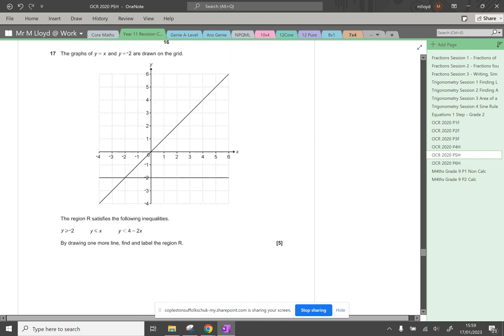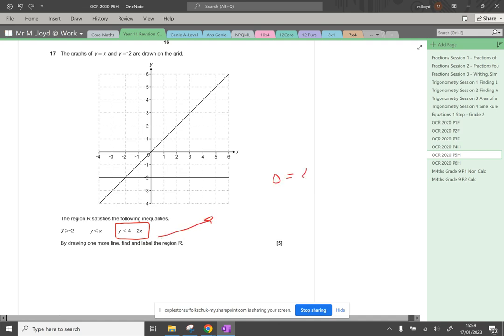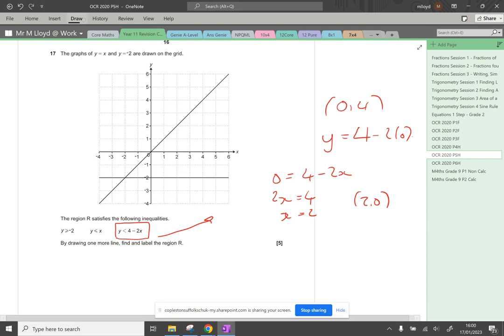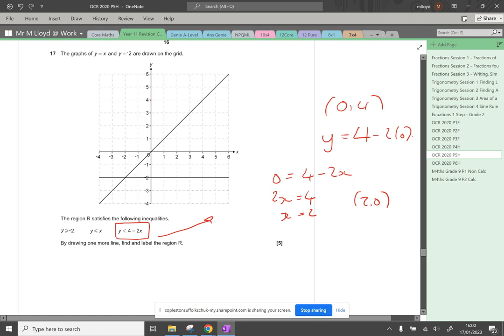Question 17. The graphs of y equals x and y equals -2 are shown on the grid. The region R satisfies the following inequality. So this one we don't have, so I need to draw this line. Draw one or more. Interesting. So for this one, if we have 0 equals 4 minus 2x, 2x will equal 4 and x will equal 2. So that's a coordinate of 2, 0. And then y will equal 4 if x is equal to 0, take away 2 lots of 0. So that gives me 0, 4 for that other one. So 0, 4, 2, and I'm going to have to play around and get a line.